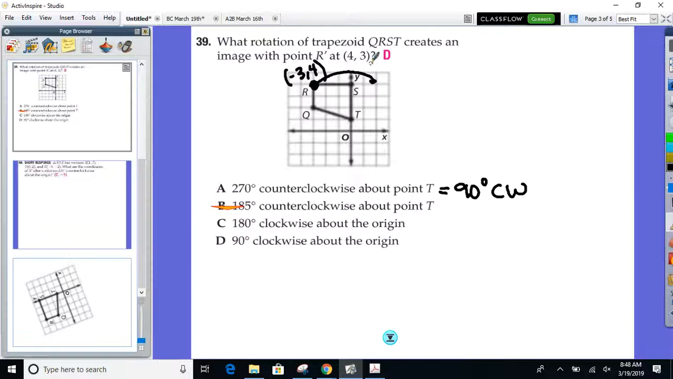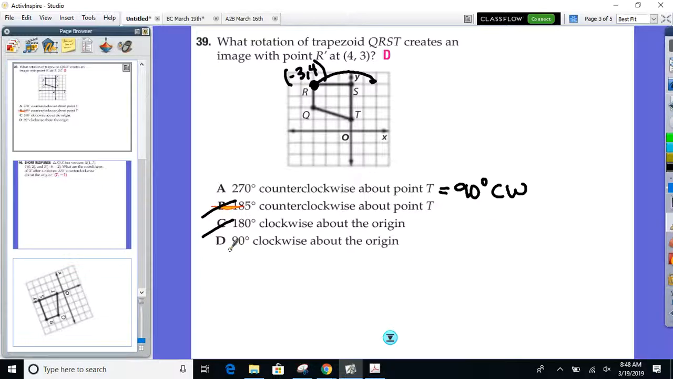Yeah, we're good. All right, we're coming up here on the answer. You good there, Grace? 180 is just on the opposite side, so that's going to be in quadrant 4. And there's no way I'm going to get 4, 3 in quadrant 4 when it's in quadrant 1. Good so far? 185, no shot. And then now 90 degrees clockwise about the origin.